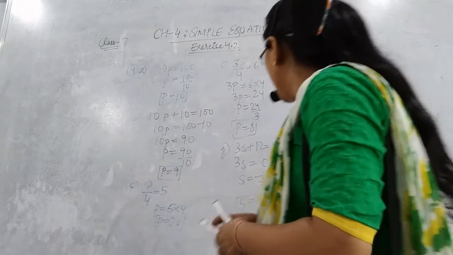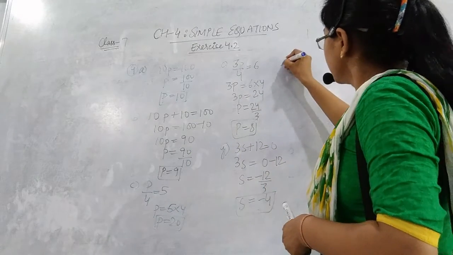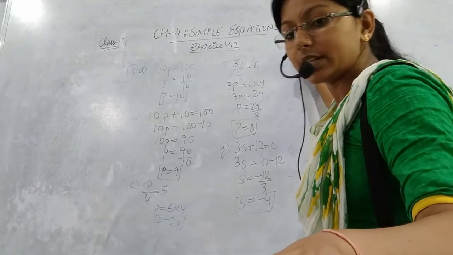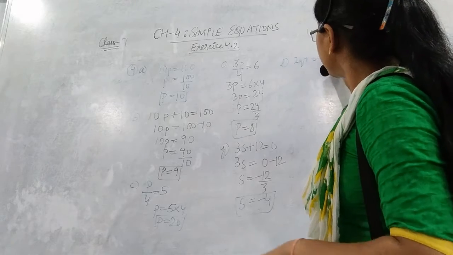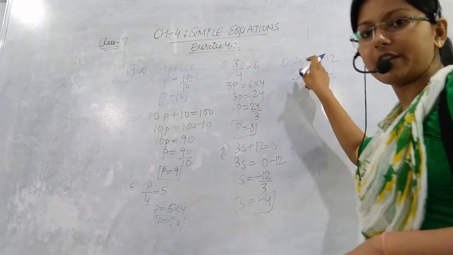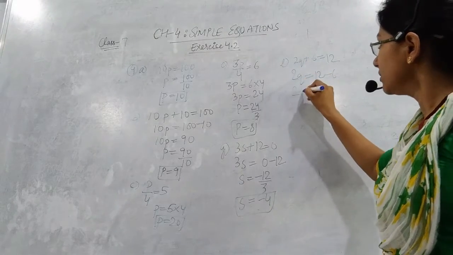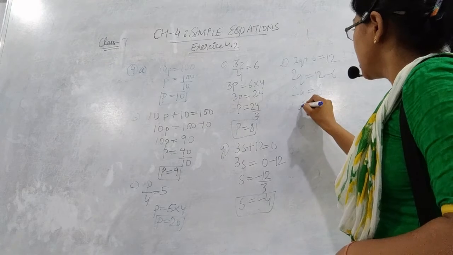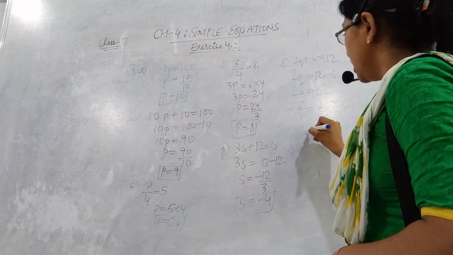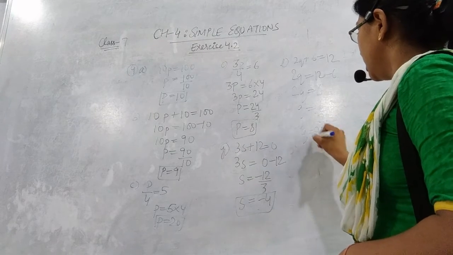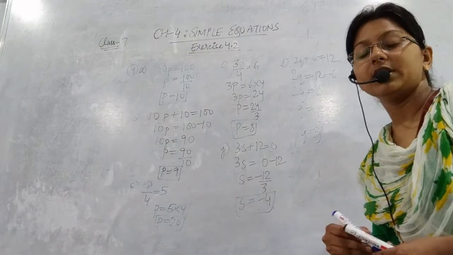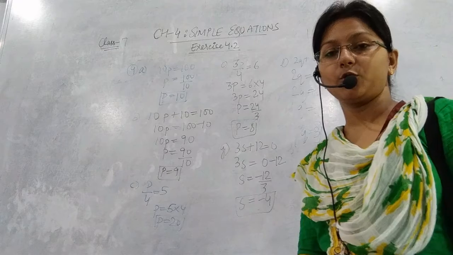लास्ट पार्ट देख लीजिए आप लोग, सेम ही है सबके सब. 2q plus 6 is equal to 12. So 2q is equal to 12 minus 6. First I have shifted this outer one. 2q is equal to 6. q is equal to 6 by 2. So q is equal to 3. Okay. So in this way we have discussed all the questions of exercise 4.2.